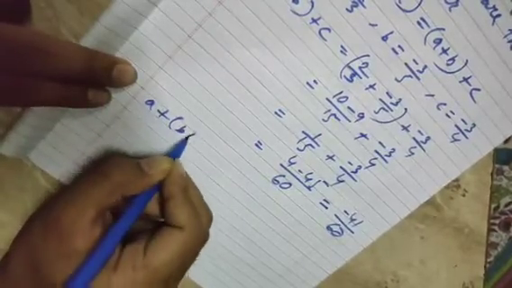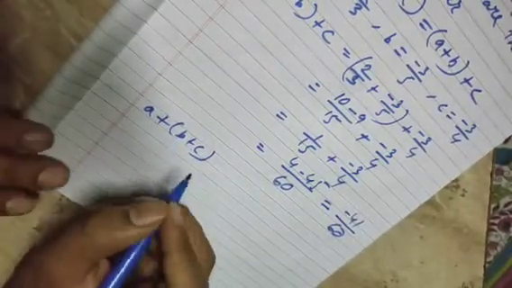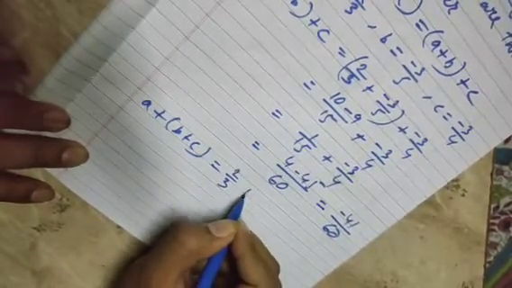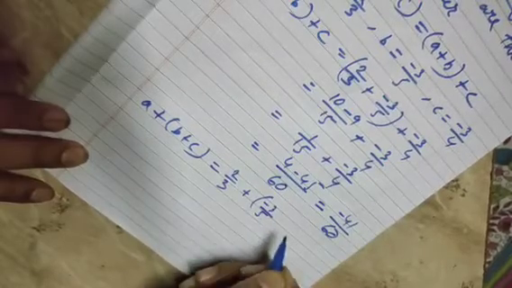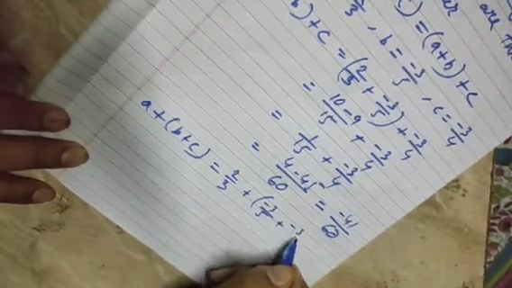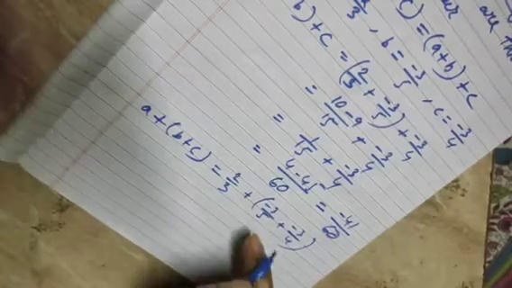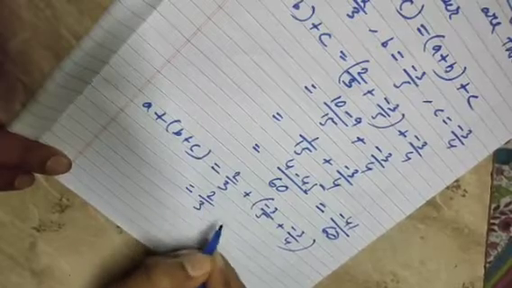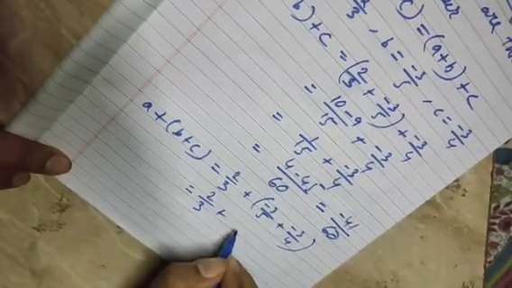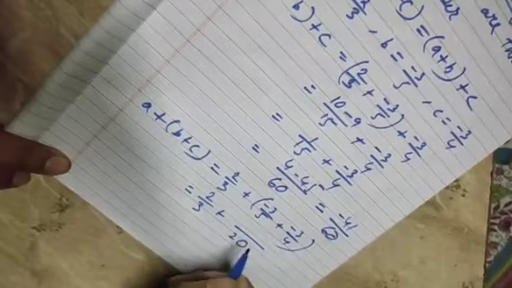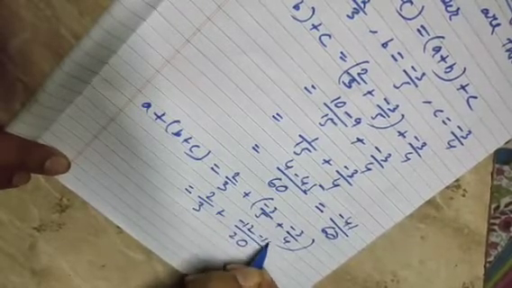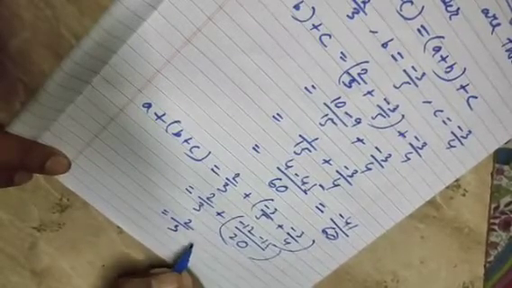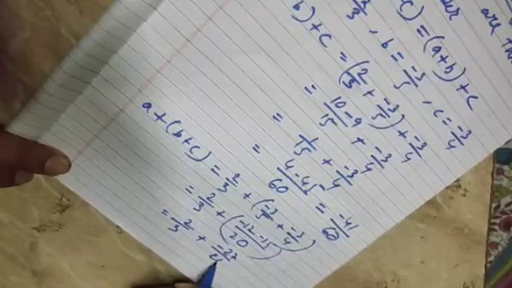Also for a plus b plus c, we can write it like that: 2 by 3 plus minus 3 by 5 plus minus 3 by 4. Arranging them like that, then 2 by 3, or you can take here the LCM as 20, you will get minus 12 and minus 15 within the bracket, or 2 by 3 plus minus 27 by 20.